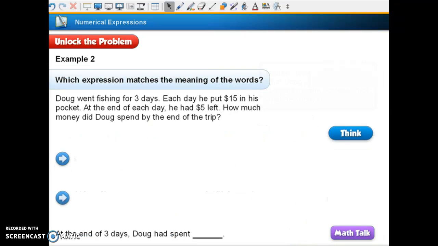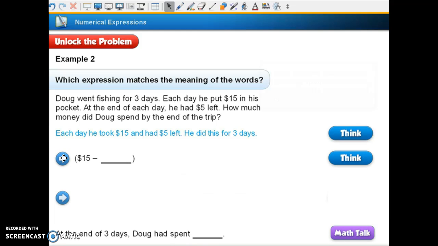Which expression matches the meaning of the words? Doug went fishing for 3 days. Each day, this is on page 44 by the way, each day he put $15 in his pocket. At the end of each day, he had $5 left. How much money did Doug spend by the end of the trip? Think. Each day he put $15 in his pocket and had 5 left. He did this for 3 days. So 15 minus what? 5, because he had 5 left every day, right?